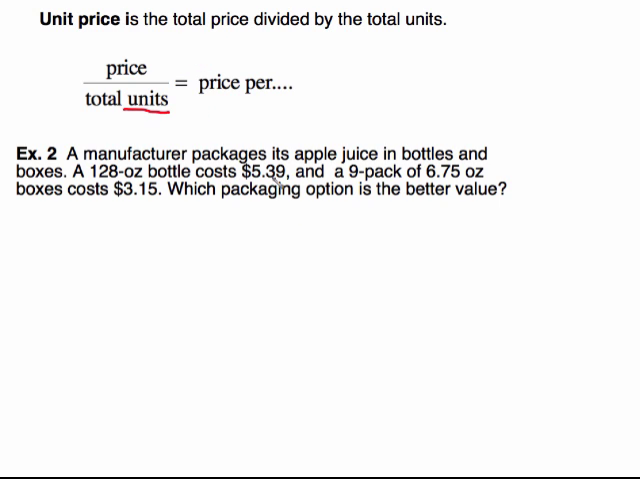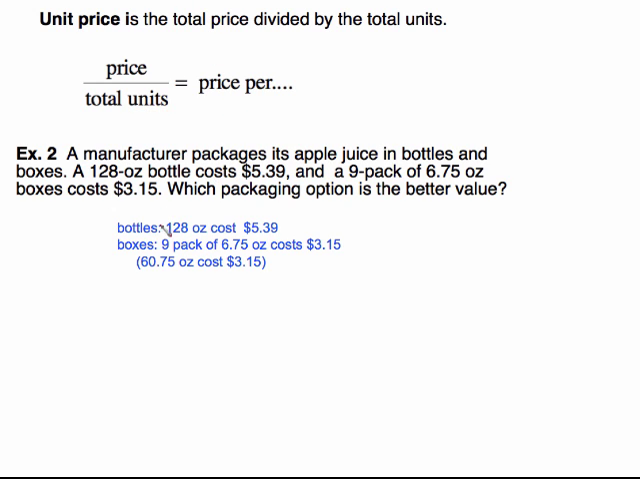So read the problem through a couple times till you understand what the numbers are. Do a little shorthand of it, and here's our shorthand. The bottles were 128 ounces, cost $5.39. The boxes are 9 packs of 6.75 ounces. We have the same situation we had in the last problem. This is a 9-pack of 6.75 ounces.